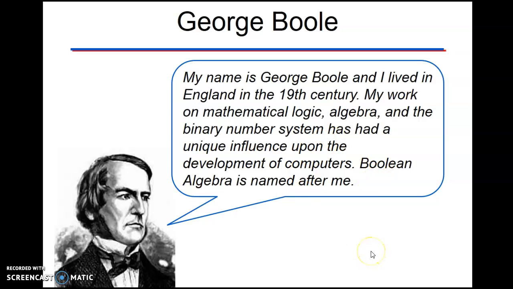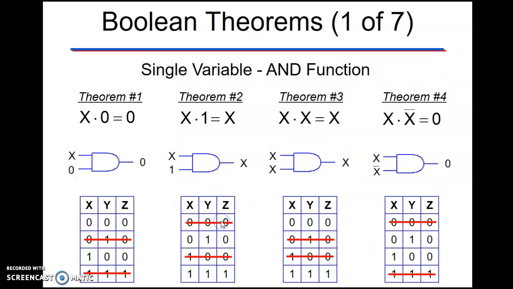They give you a little bit of history about George Boole from England. He lived in the 19th century, and he did all this work on logic and algebra, and how the binary system could be used later on in the 20th century. Boolean algebra is obviously named after his ideas and who he is.